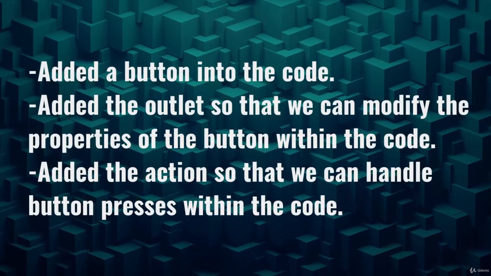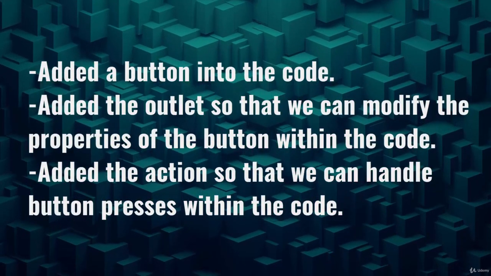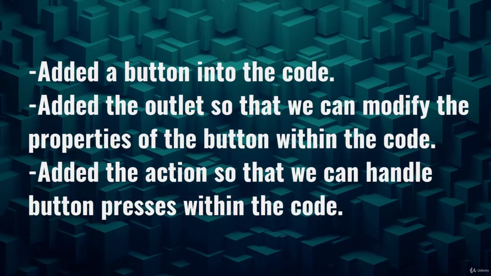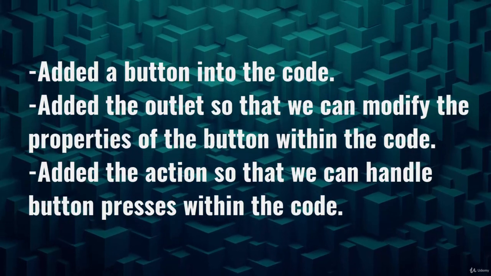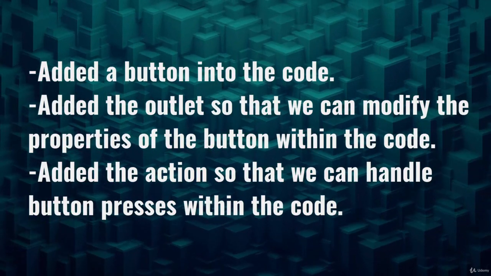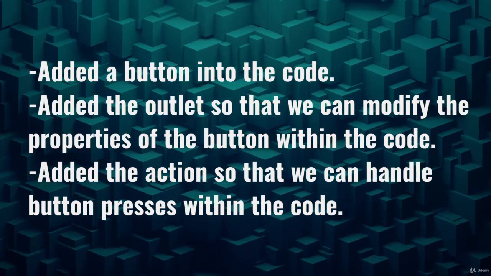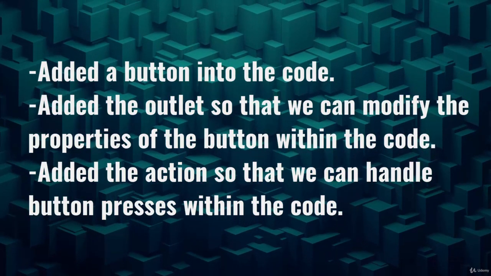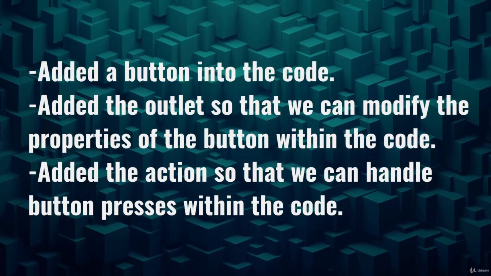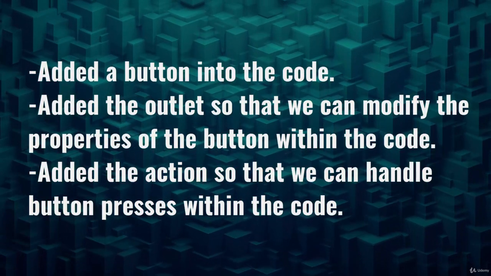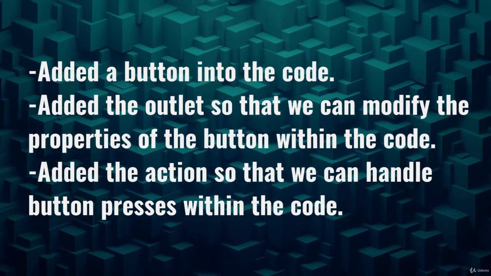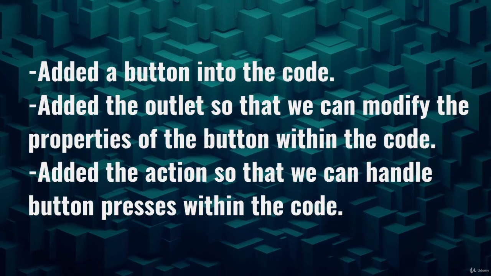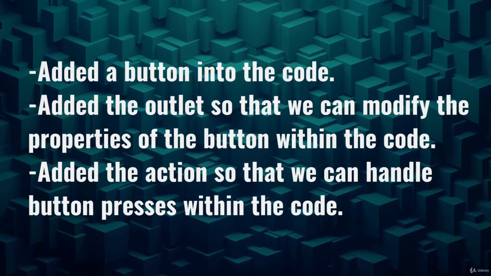Right, in this part we added the button into the code itself. We'd already done it in the layout. Now we just dragged and dropped it from the layout into the ViewController.swift. The first thing we did was add the outlet so that we could modify the properties of the button within the code. By adding this outlet, it creates a new variable which we named btn button outlet, and then we can call btn button outlet dot something, and it will give us a list of functions and properties that we can change.